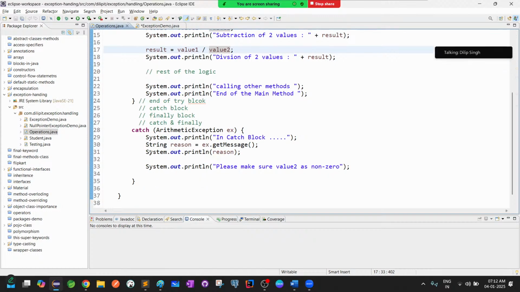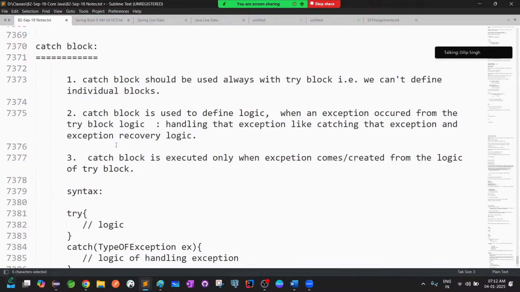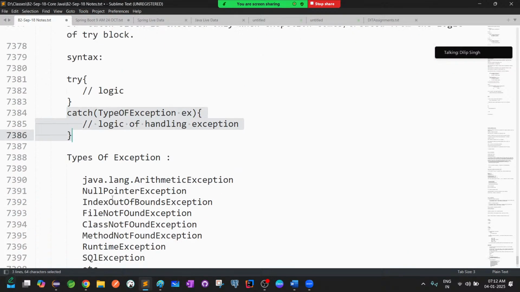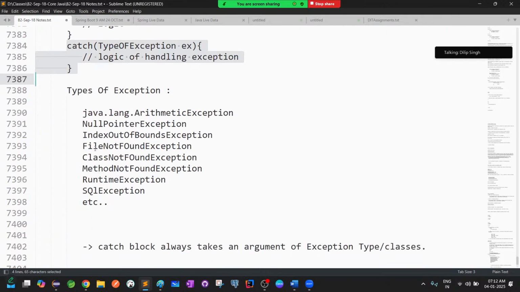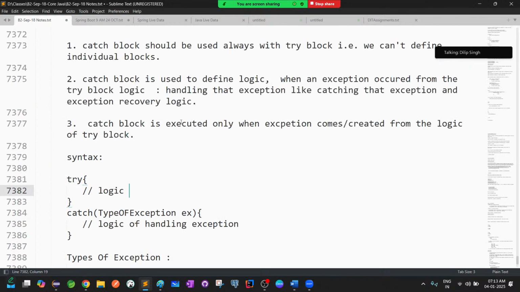One more mandatory rule here is that a try block should be associated with either a catch or a finally block, or both. That means along with the try block you have to use a catch block, or at least a finally block, or you can use both also. We'll see those things step by step. So that is what we understood.